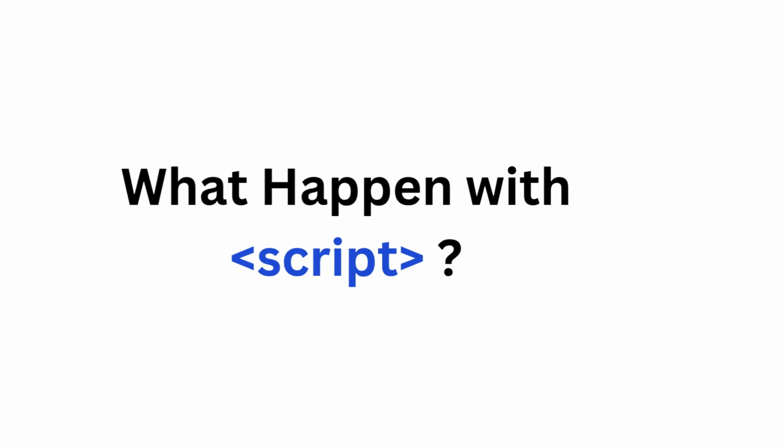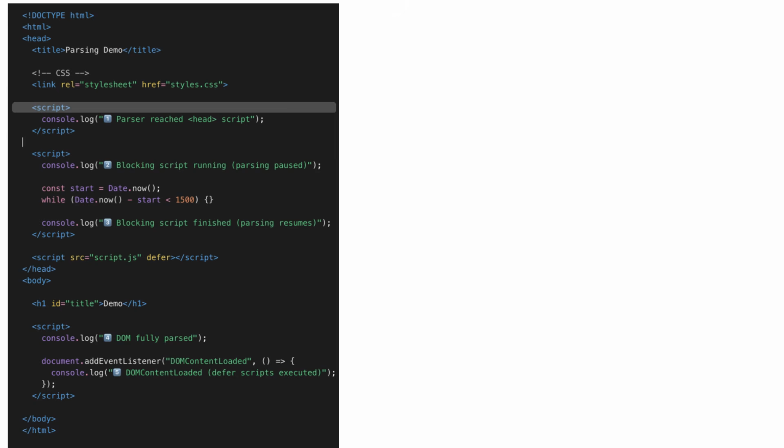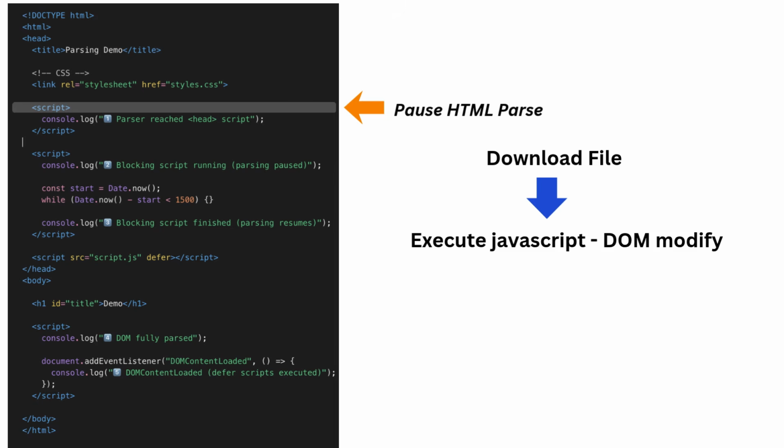Now let's talk about JavaScript, because this changes the flow. When the browser encounters a normal script tag, it pauses HTML parsing. It downloads the JavaScript file and executes it immediately. This is important because JavaScript can modify the DOM. So the browser must stop and run it before continuing.